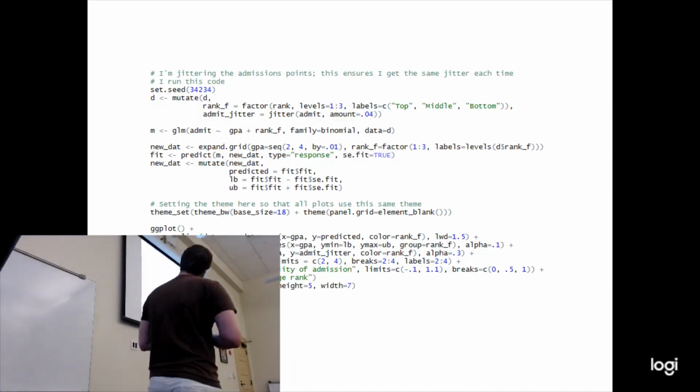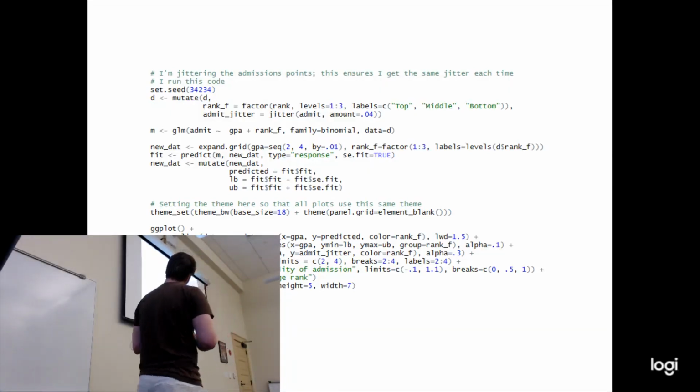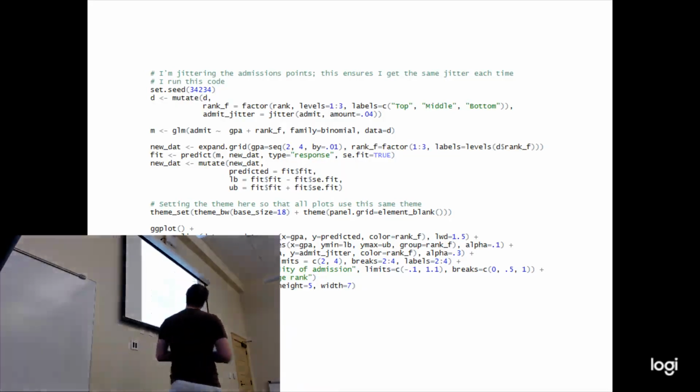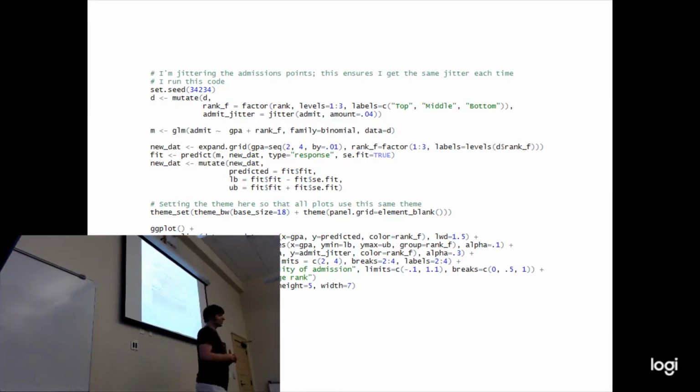Was that variable already a factor? The admit variable? Admit should be 0 to 1. I believe maybe geom allows you to use factors, but I think it requires you to use 0 and 1 instead.